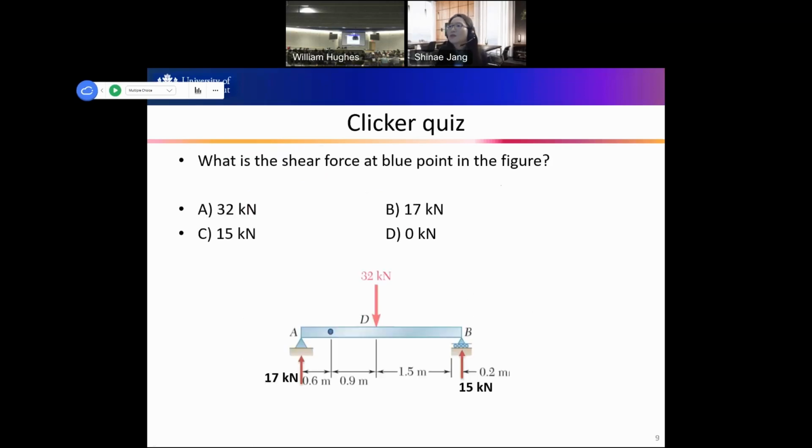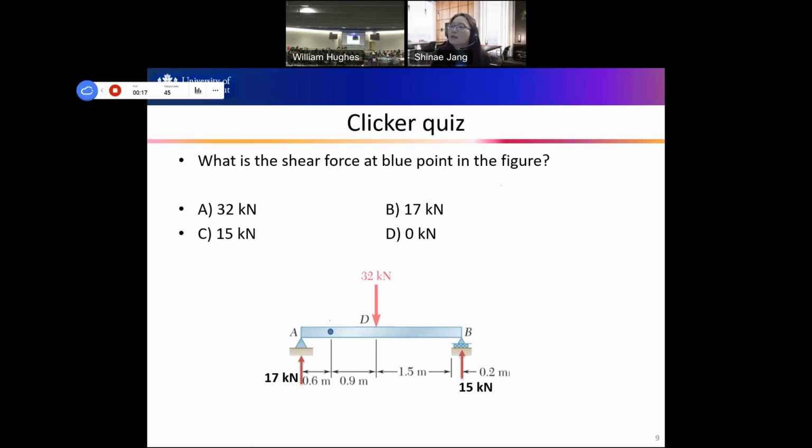Okay. Then now let's check with the clicker quiz. So what is the shear force at the blue point in the figure? So blue point is here. Okay. And then we know there's 32 kilonewton here, and then AY is 17, and then BY is 15. So I start the clicker quiz. And then for this, please check, discuss with your peers and then find one answer. Is it 32 kilonewton or 17 or 15 or 0?